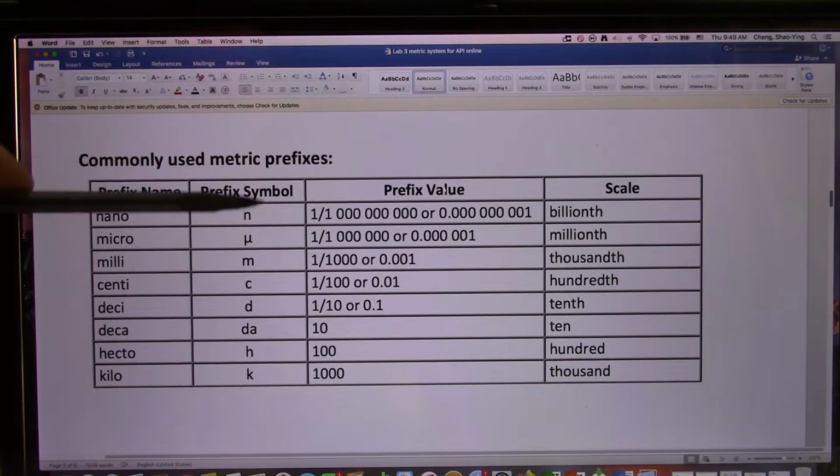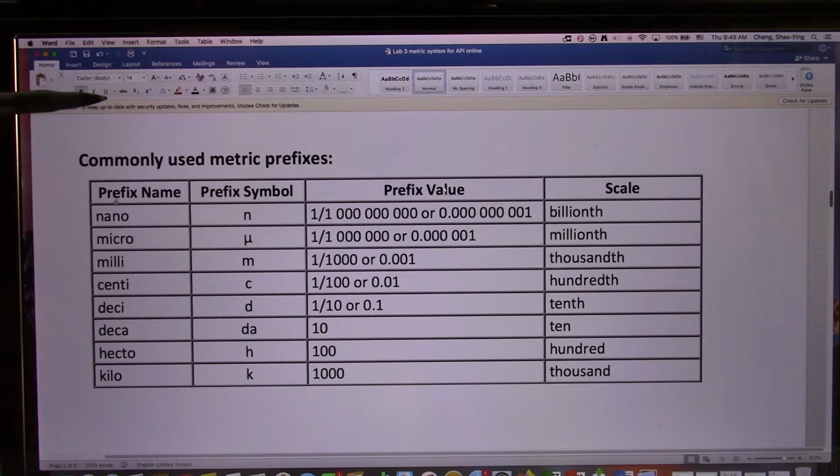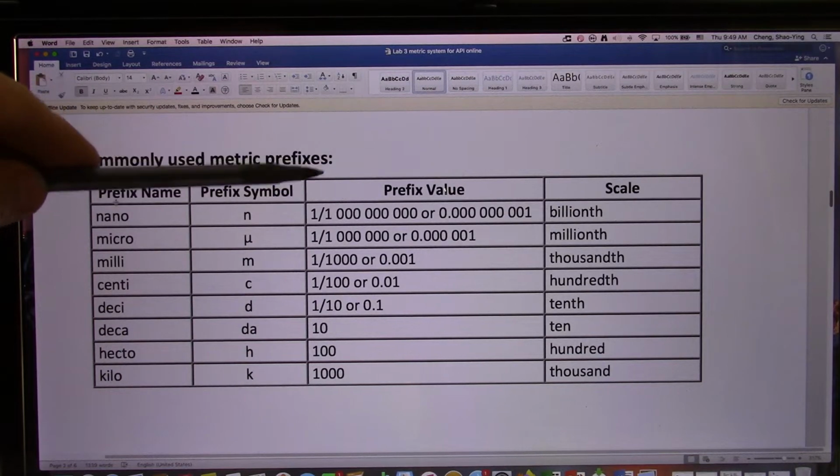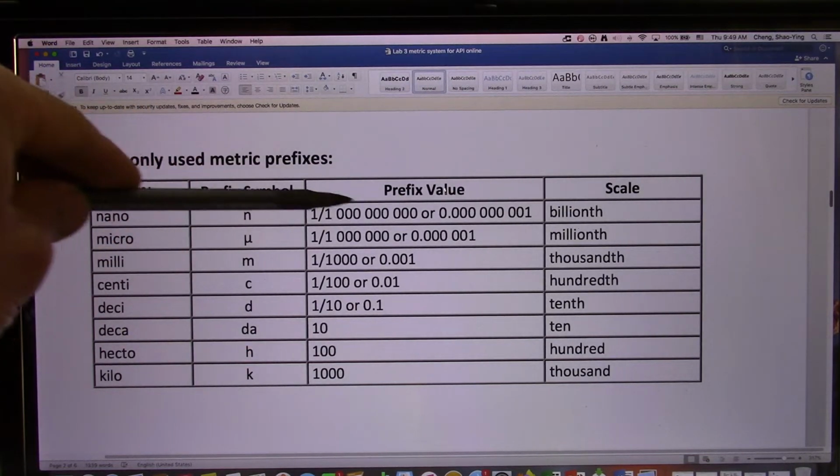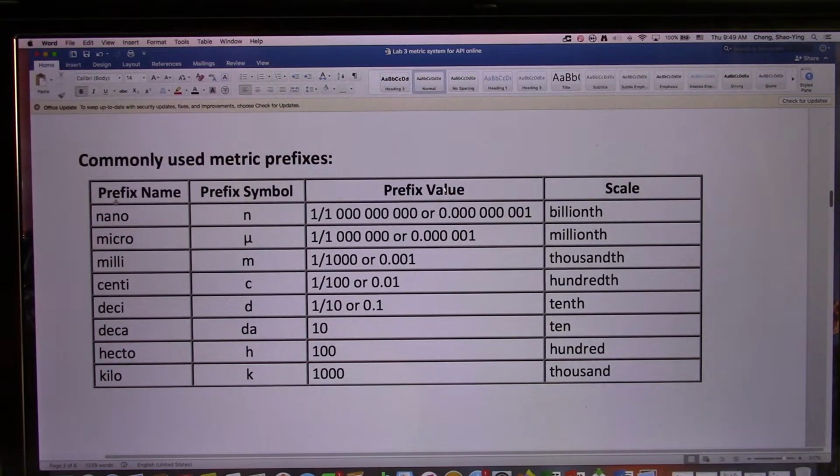And nano, sometimes you see in the engineer, they measure the wavelengths of the light. It's a nanometer. Nano is 10⁻⁹. So it's pretty small range. So first, be familiar with those prefixes.